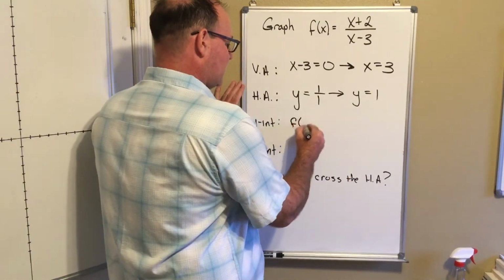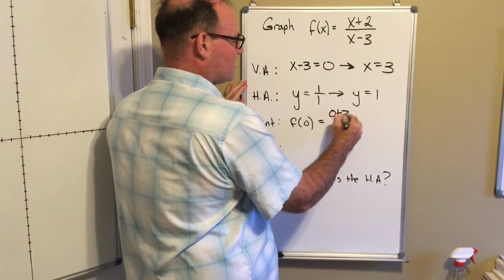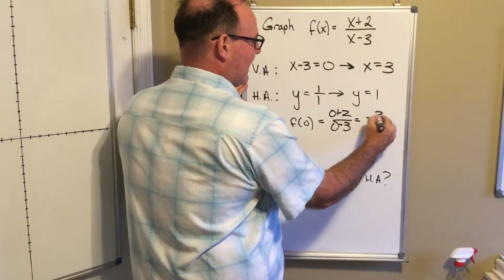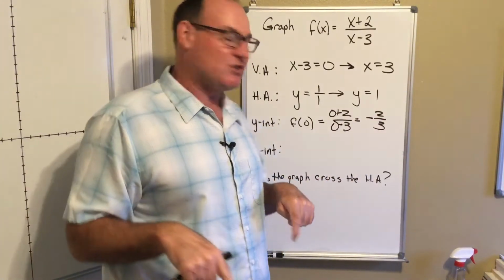So I am going to plug 0 into my function. In the top, I get 0 plus 2. In the bottom, I have 0 minus 3. So that is negative 2/3. So the graph is going to go through the y-axis at negative 2/3.